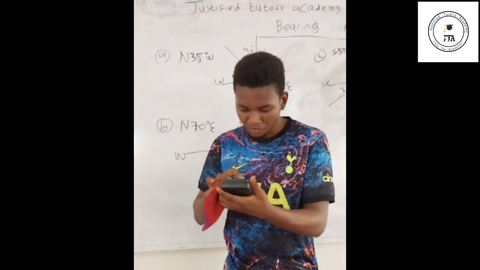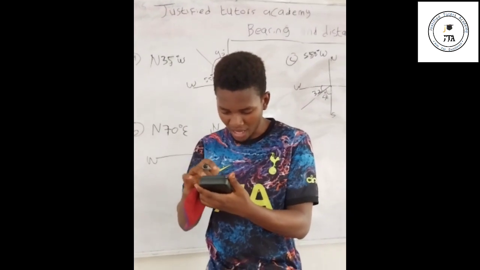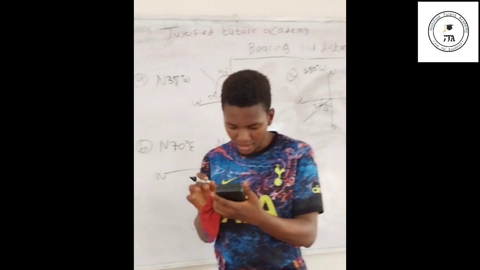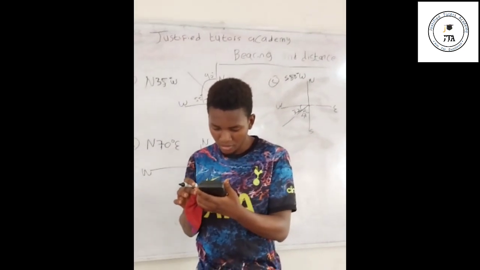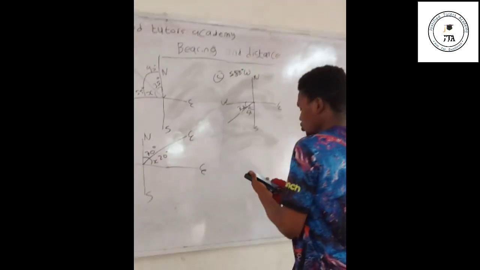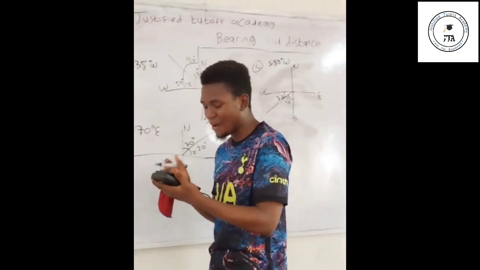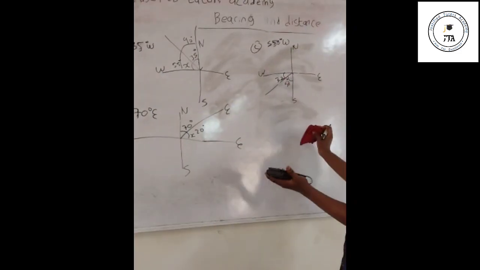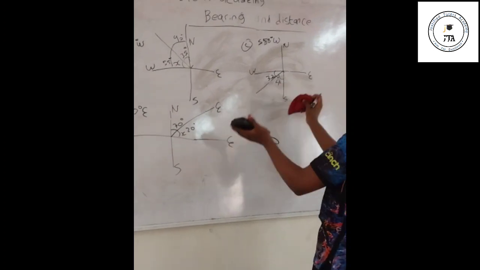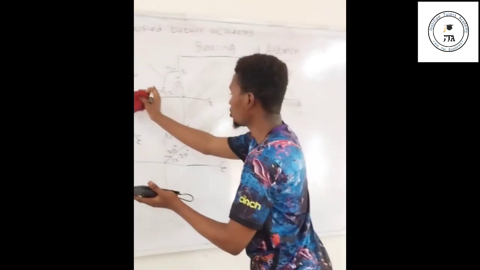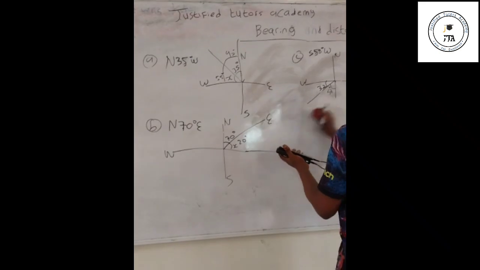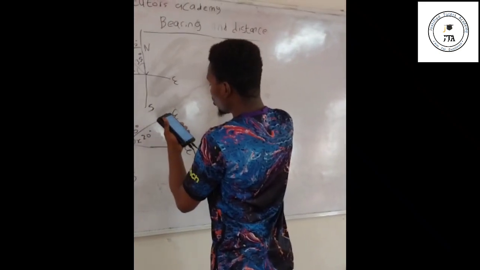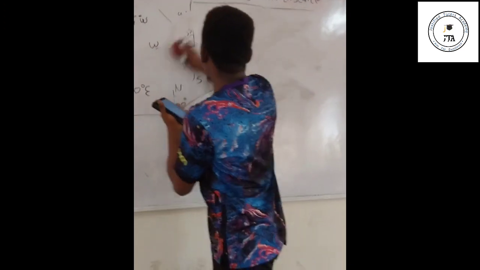So now, let's move further. If we move further to stating the compass direction of the following diagrams, we are done with this part. This one was just marking out the direction in the compass direction. So let's move on to stating the compass direction of the following diagrams.